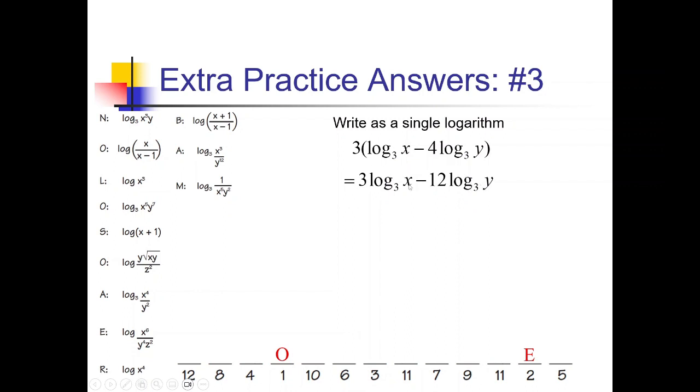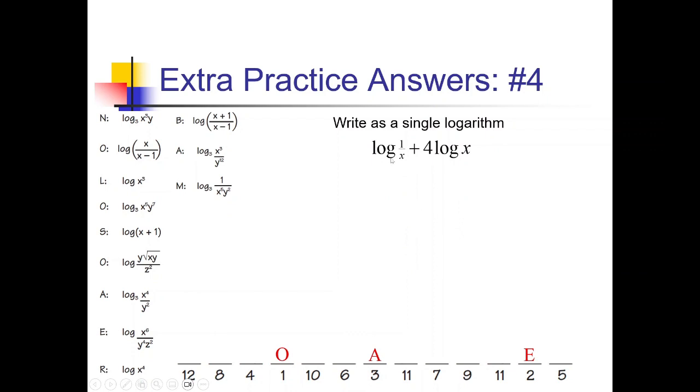I'll move this 3 in to get an x cubed, and I'll move this 12 in to get a y to the 12th. At this point, I just have basic subtraction of logs, so I can move the x cubed and the y to the 12th into a fraction. This will be log base 3 of x cubed divided by y to the 12th. And there's nothing else I can do to simplify this. So let me pick that answer choice. That's going to be A right here. So that's going under blank 3.